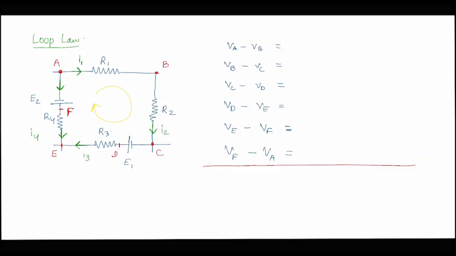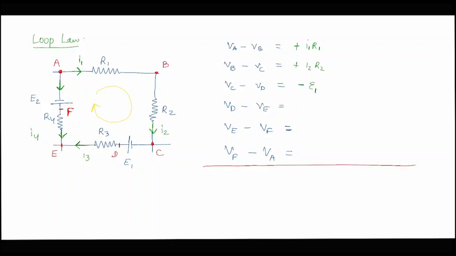If I start writing the values of potential difference, from A to B the current is in the direction from A to B, and hence the value is going to be positive, that is plus I1 R1. From B to C, again the current is in the direction from B to C and the value is positive, plus I2 R2. From C to D, the potential difference is going to be minus E1.